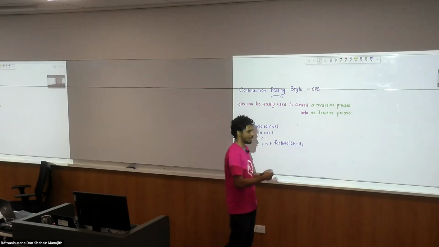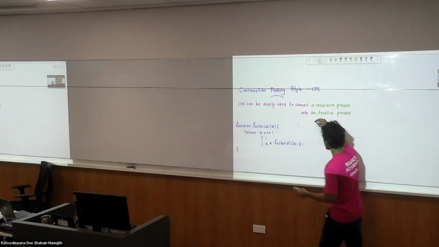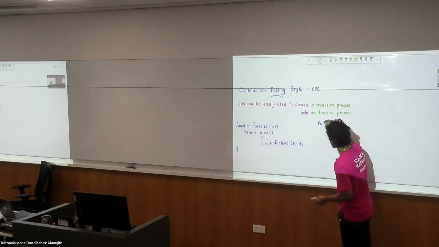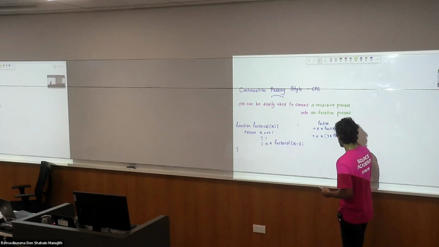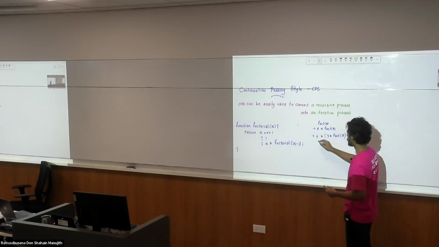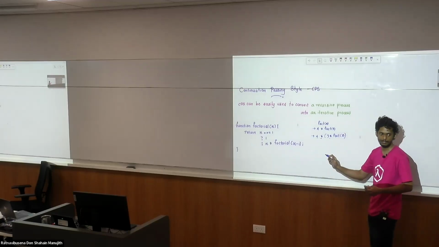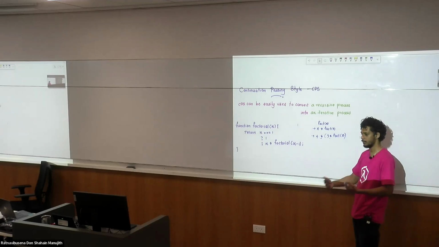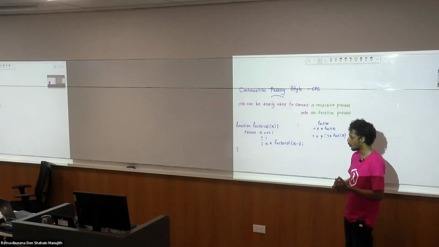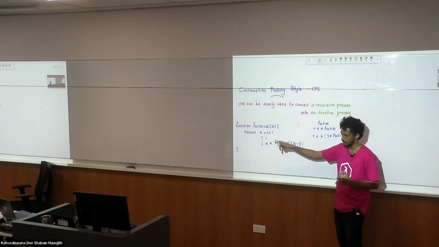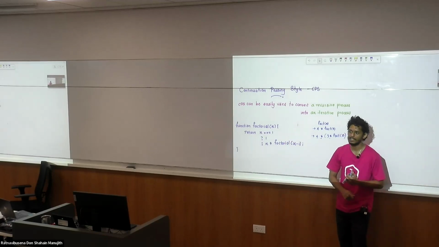For example, let me evaluate a little bit. We have factorial 4. This will go to 4 times fact 3. This will go to 4 times 3 times fact 2. Can you see that these operations accumulate? So this is accumulating deferred operations. Now our goal is to write this factorial function so that it does not accumulate deferred operations.